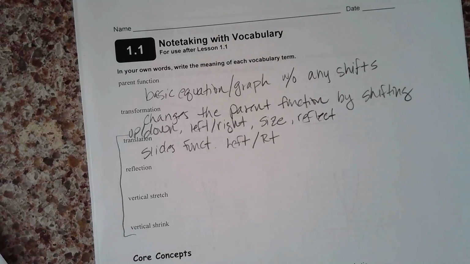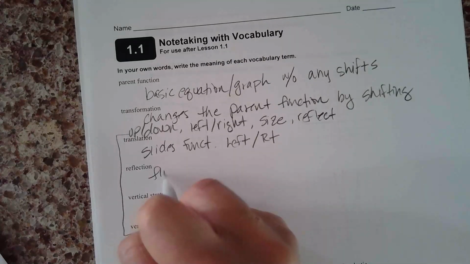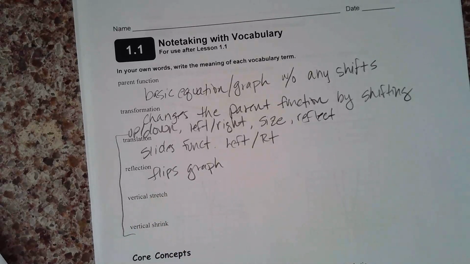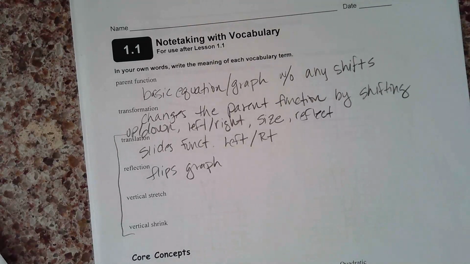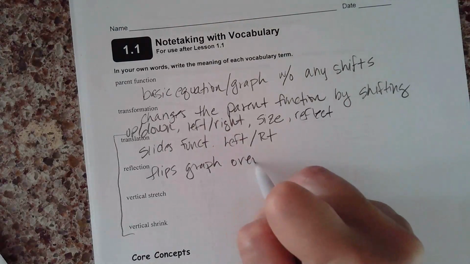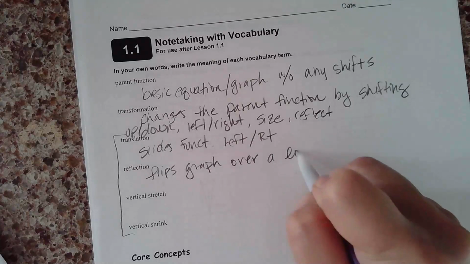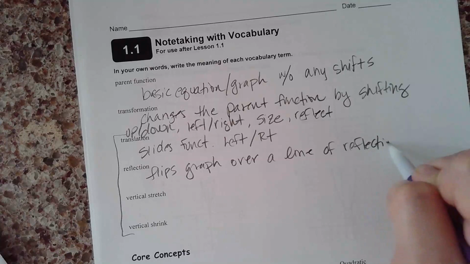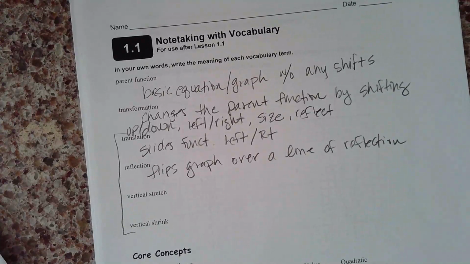A reflection is a flip. It flips your graph. A lot of times it flips it over an axis, like over your x-axis or your y-axis, but generally what we say is it flips the graph over a line of reflection. I just want you to remember that the line of reflection a lot of times is one of your axes, like your x-axis or your y-axis. Not always, but a lot of times it is.